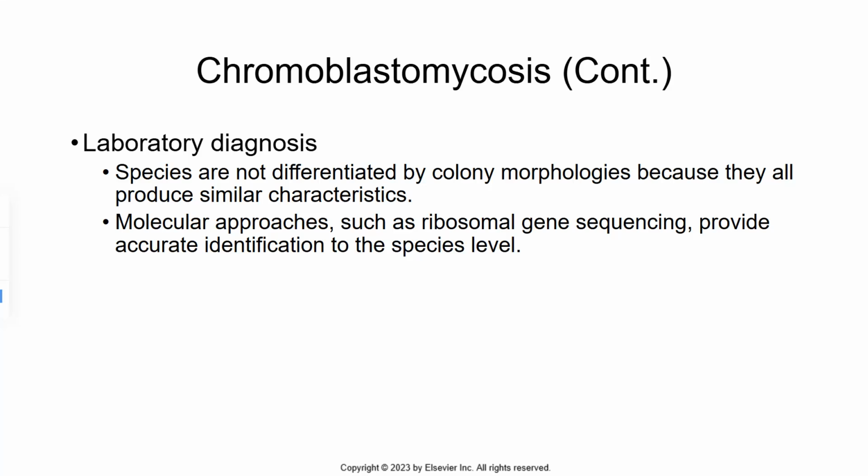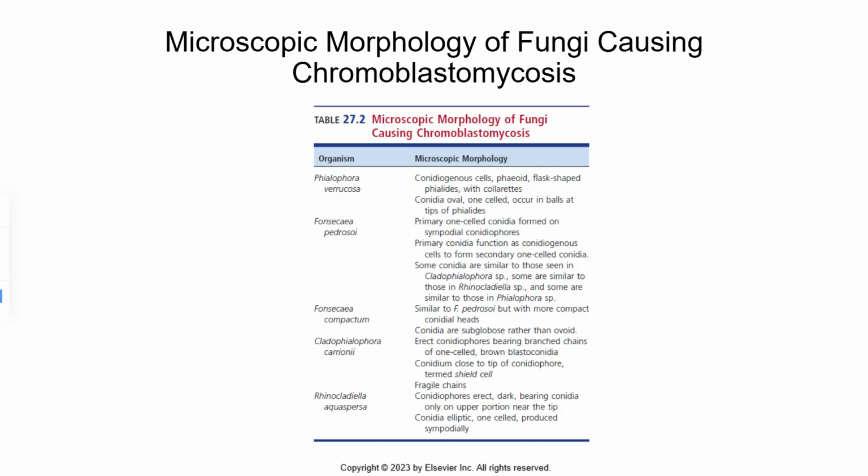Species are not differentiated by colony morphologies because they all produce similar colony characteristics. Molecular approaches such as ribosomal gene sequencing provide accurate identification to the species level. And here's a table that discusses microscopic morphology.